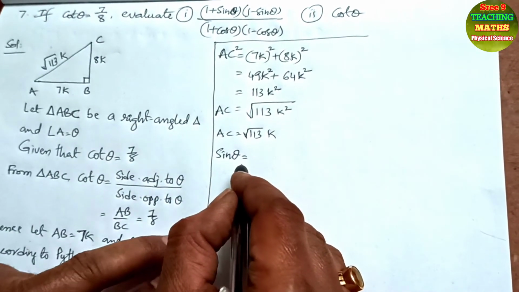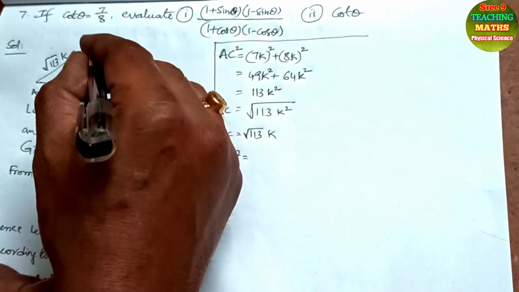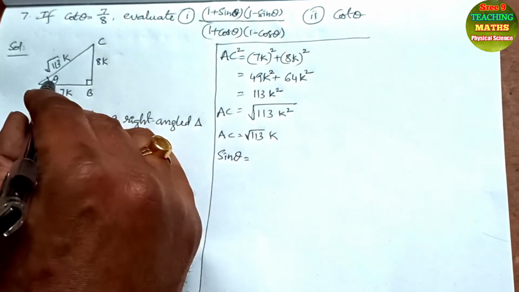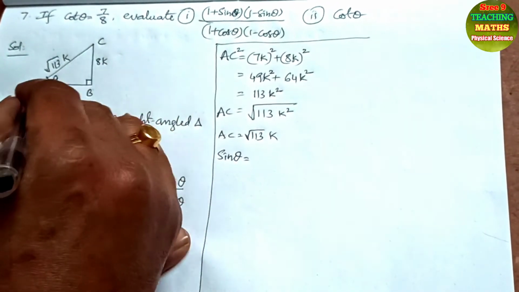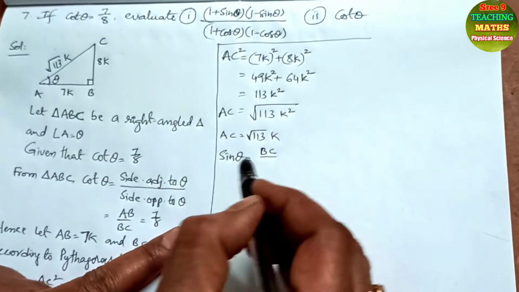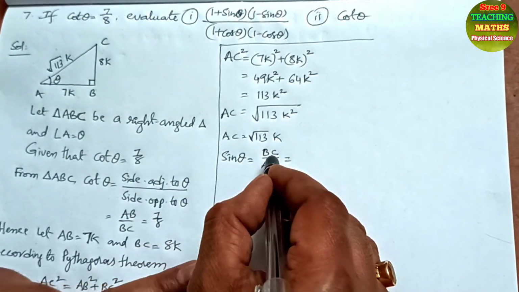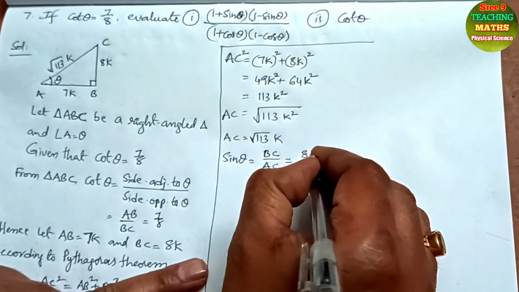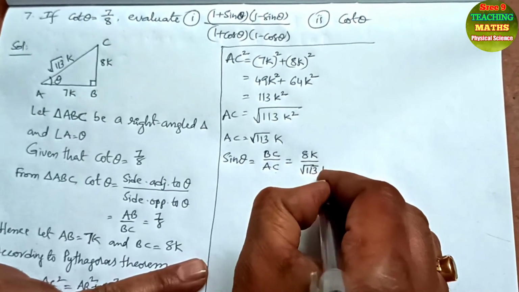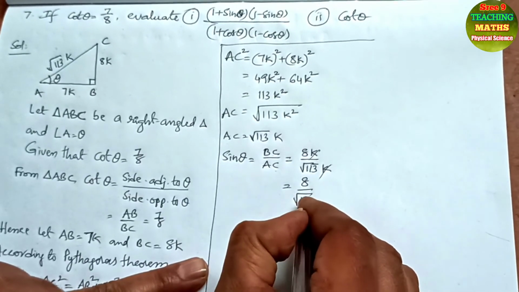So now let us find sin theta. What is the formula for sin theta? Sin theta is equal to the side opposite to angle theta, that is BC, by the hypotenuse, that is AC. So I am writing opposite side, that is BC, by the hypotenuse, AC, is equal to, what is BC? BC is 8K by AC, which is root 113K. K gets cancelled, and this is 8 by root 113.